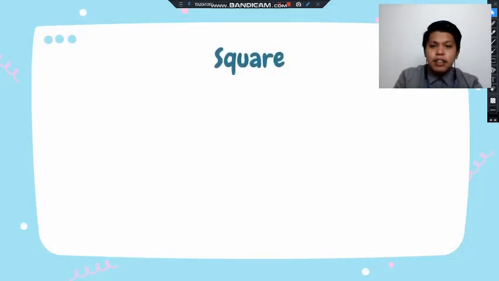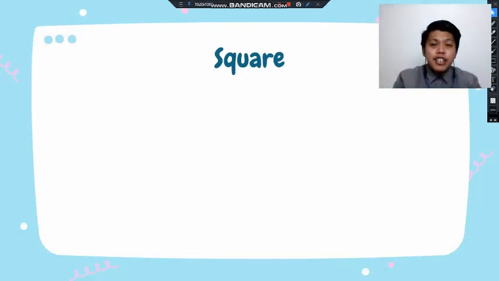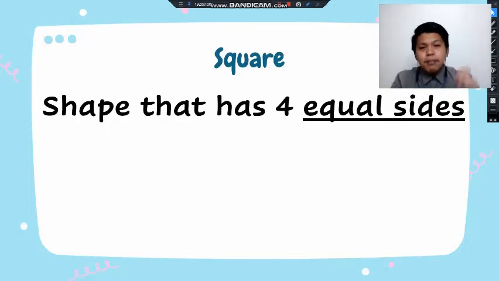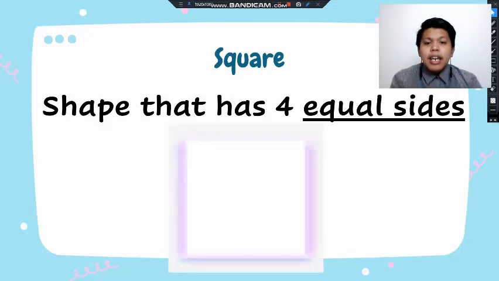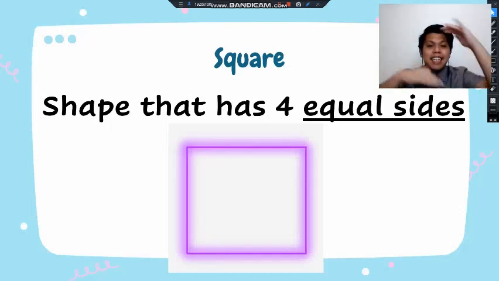What about this one? Square. What is a square? If your answer is shape with 4 sides, you are wrong. The correct explanation for a square is shape that has 4 equal sides. So a square is only considered as a square if it is equal to all sides. Equal to all sides.